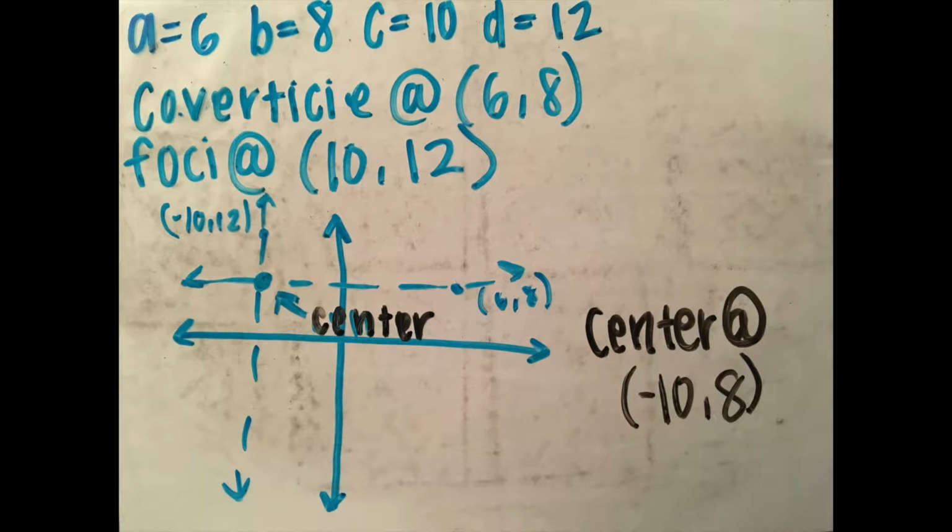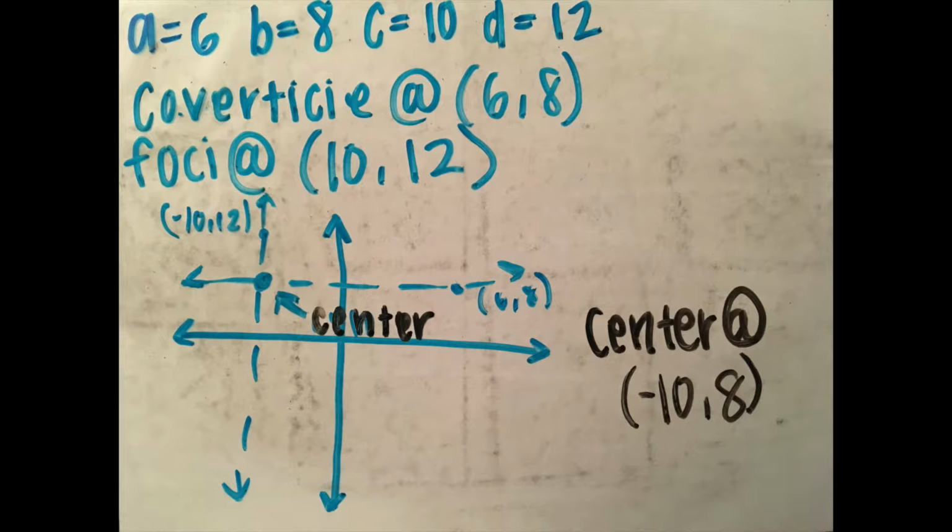Okay, so the first thing that I had to do before starting the real work on this problem was determine my values that I was going to use for A, B, C, and D. And so I just decided I wanted to have A be 6, B 8, C 10, and D 12. And so what that gave me was the coordinates for my covertex and my foci. So by plugging those in, I got my covertex to be at (6, 8) and my foci to be at (-10, 12). And what those points allowed me to determine is where the center of my ellipse was.